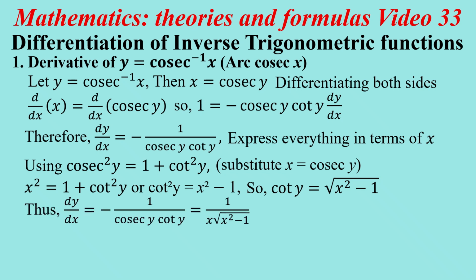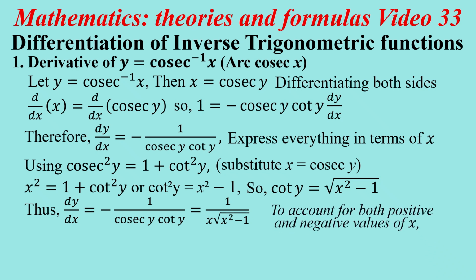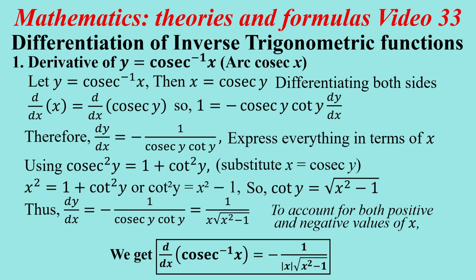Thus dy by dx equals minus 1 by cosec y cot y, which is equal to minus 1 by x root under x square minus 1. Since x can take both positive and negative values, we will show the absolute value of x. So finally we get d dx of cosec inverse x equals minus 1 by absolute x root under x square minus 1.